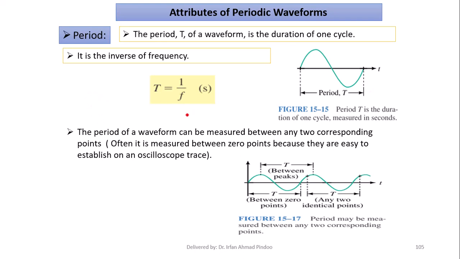Then we have a time period. Time period is the total time taken to complete one cycle, and time period is given as 1 upon frequency. It is the inverse of frequency.